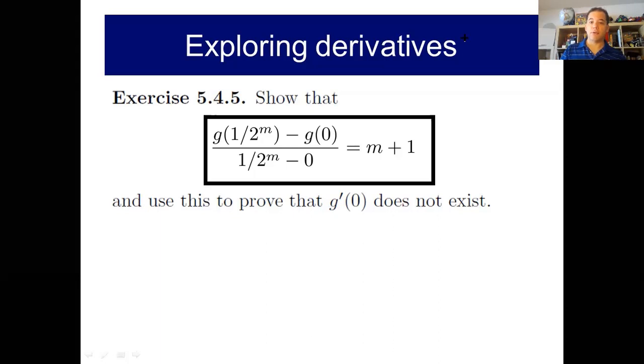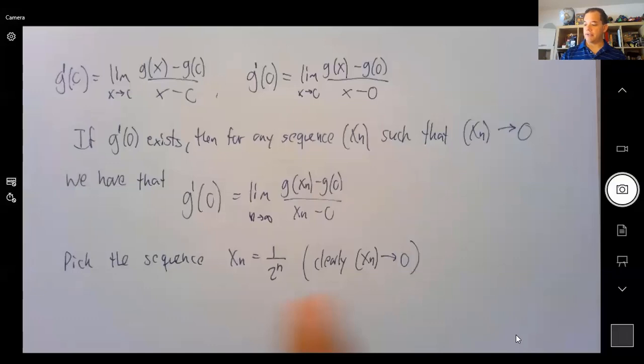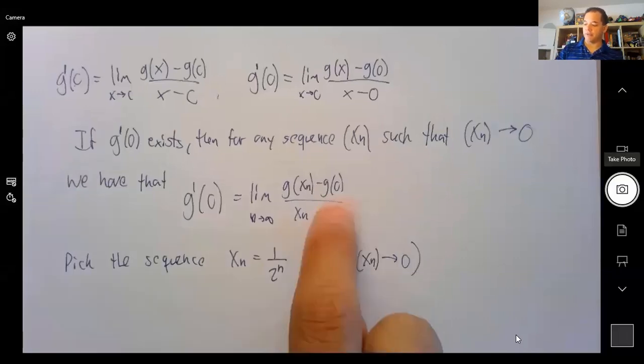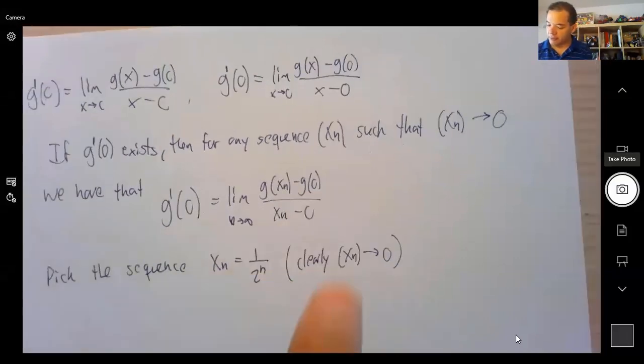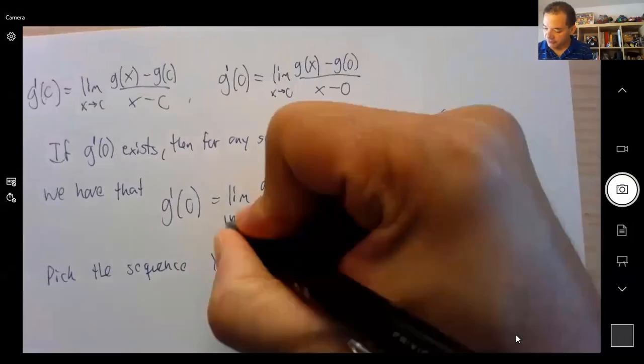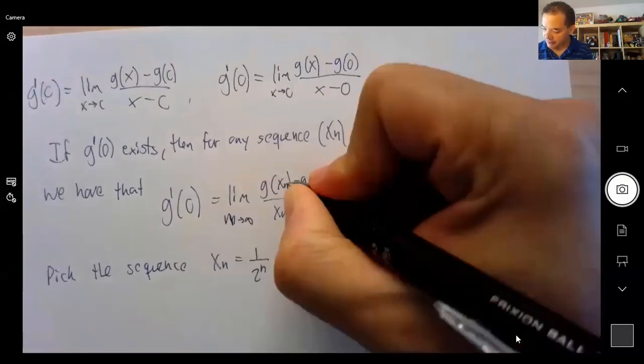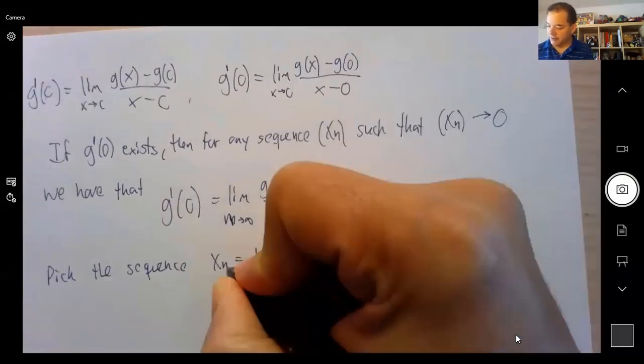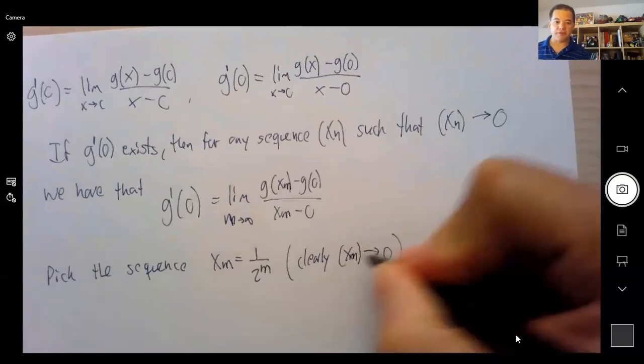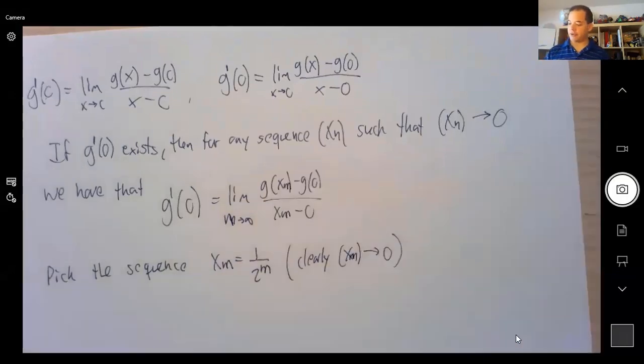So that's what we want to do, right? We want to show that the derivative at 0 doesn't exist because this limit with xn equals 1 over 2 to the n, let me change it to m as it was in the book. So I'll change the variable to m, and then we put m over here. That way it matches what I had read, right? So we're going to show that this limit doesn't exist.